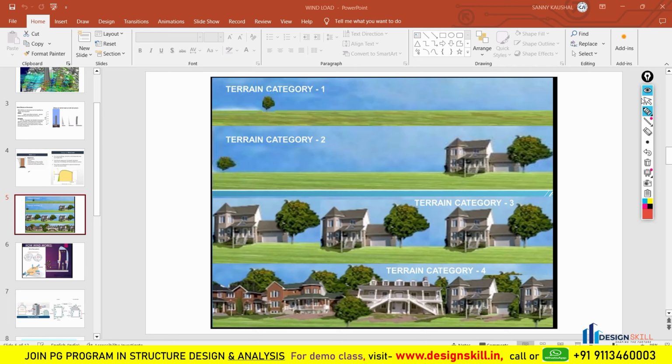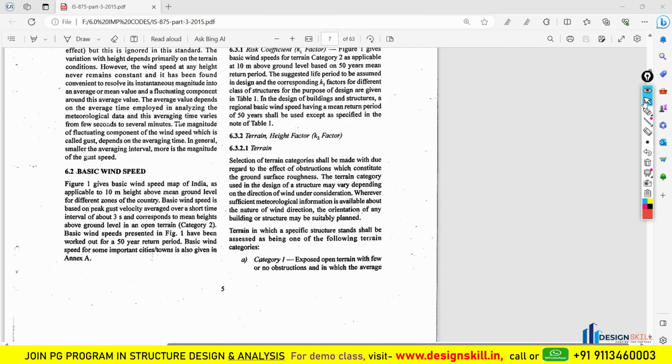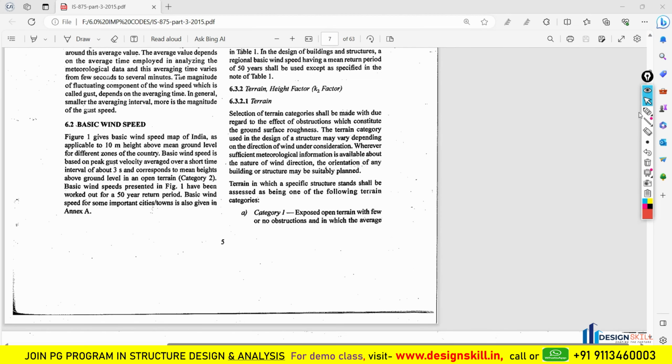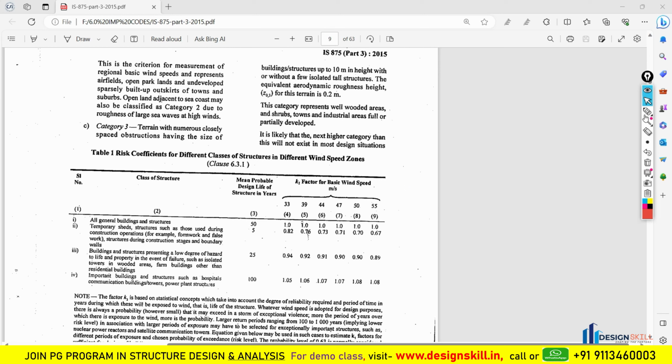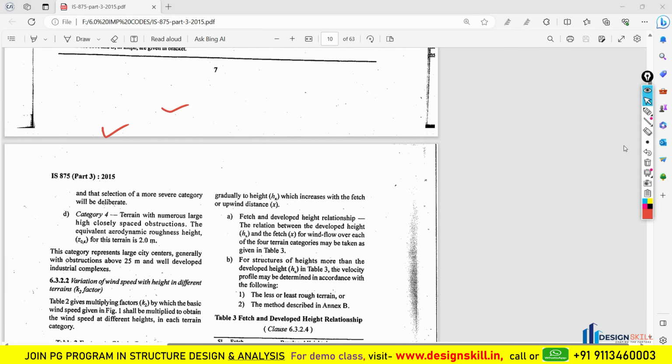You can also look at the code. If you open IS-875, you will find that there are a total of 4 terrain categories: terrain category 1, then you will find terrain category 2, category 3, and finally you will find terrain category 4 just below it. So you see terrain category 4 here.